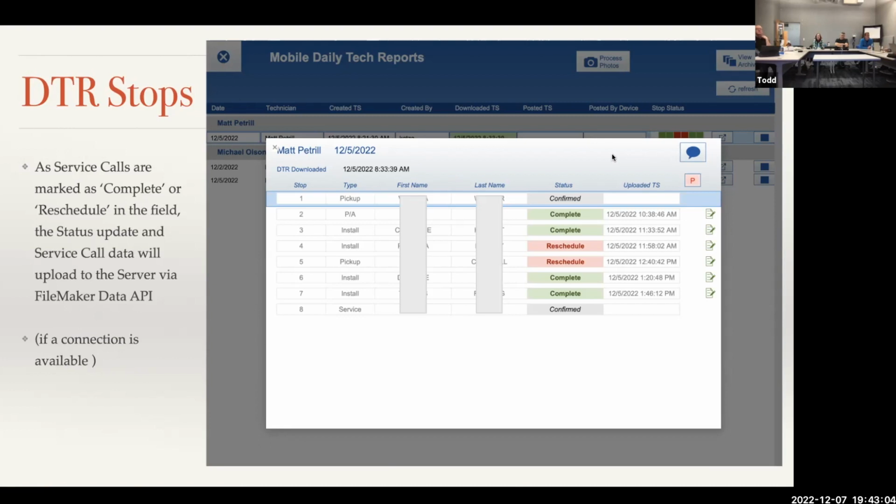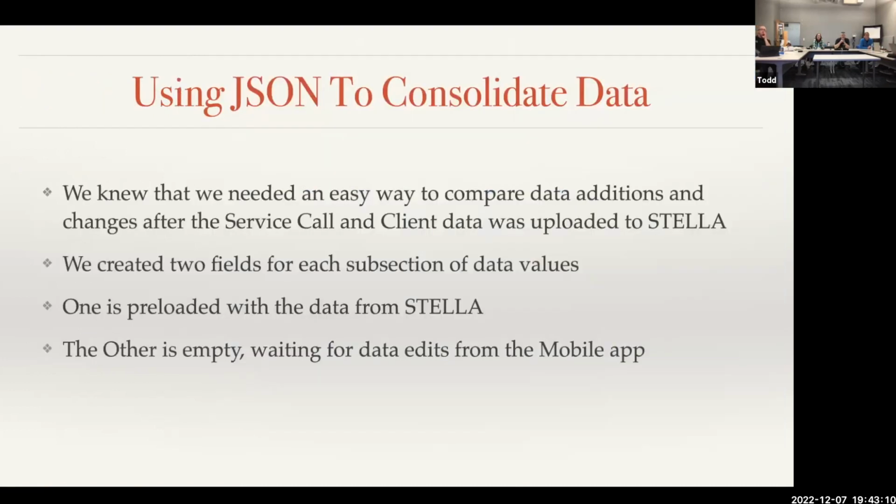So we used JSON to consolidate the data. We knew that we needed an easy way to compare the data additions and changes after the service call and client data is uploaded to Stella. So in thinking about this, I created 2 fields for each kind of section of data values. One of them would be preloaded with the data from Stella, and the other one would be empty, waiting for data from the iPad.